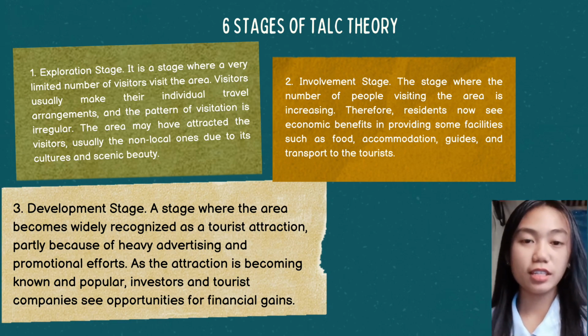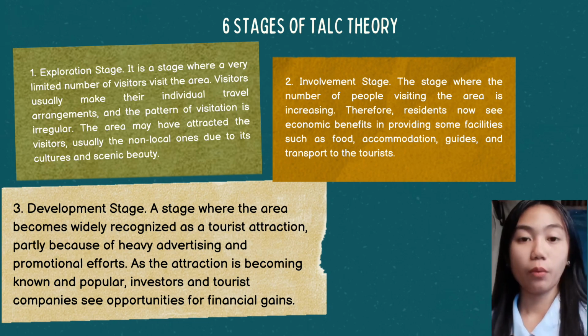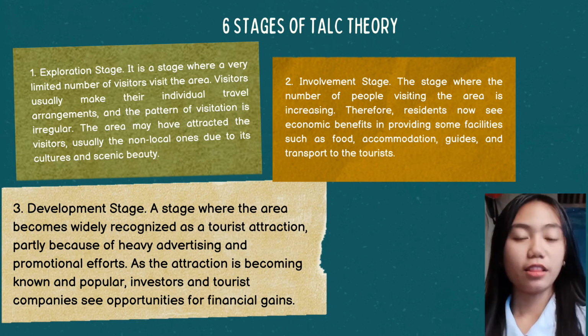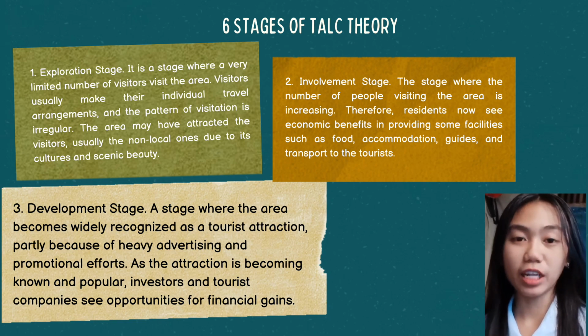The second stage is the involvement stage, where the number of tourists starts to increase day by day, but they are still under the control of the local people or hosts. At this stage, destinations start a tourist market and season, with some changes in social life and infrastructure because of the tourist demand. The third stage is the development stage, where the area becomes widely recognized as a tourist attraction, partly because of advertising and promotional effort.